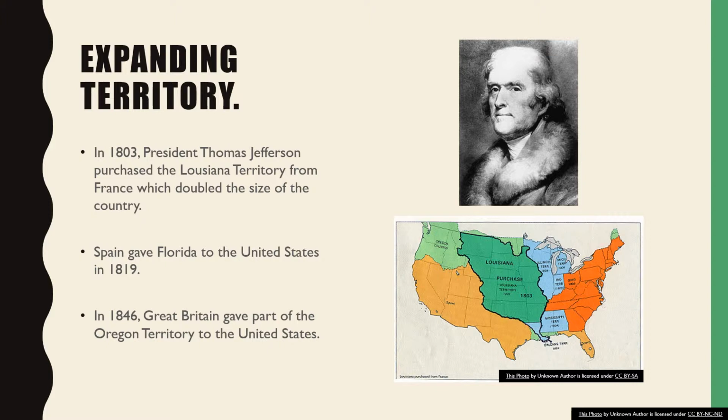Spain gave Florida to the United States in 1819. And in 1846, Great Britain gave part of the Oregon Territory to the United States.